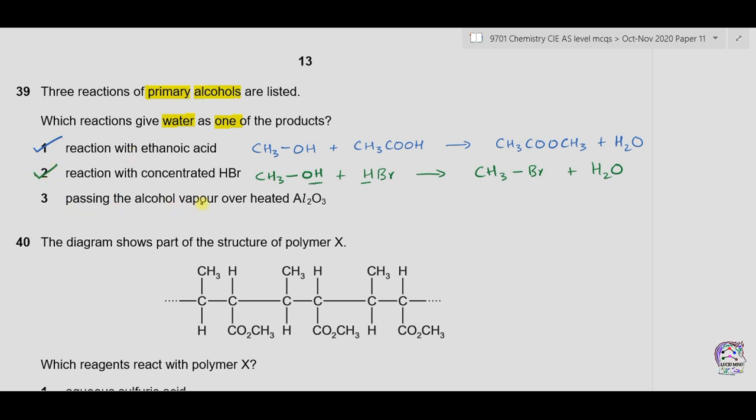3. Passing the alcohol vapor over heated alumina. We can write the equation. We have ethanol, and when it is passed over heated alumina, which acts as a catalyst, alkene is formed along with the removal of water. So option 3 is also correct. As all three options are correct, answer is therefore A.